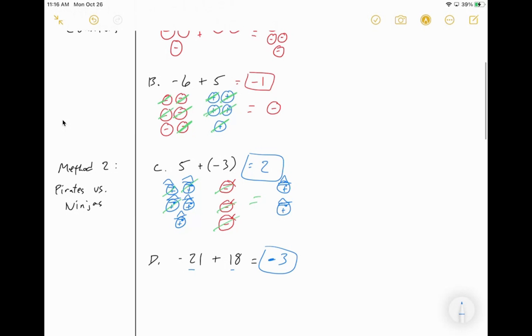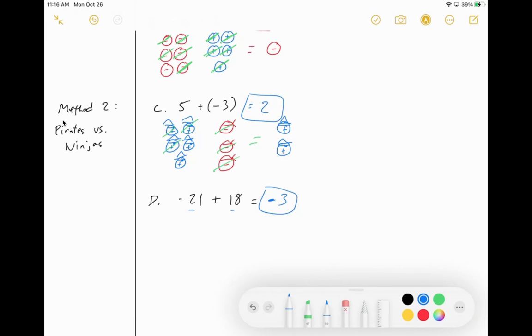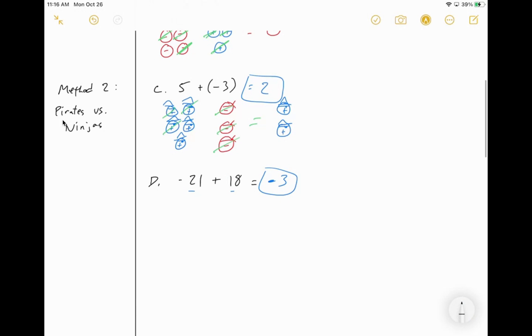All right. Okay, method 3. Now, method 3 is the one that I think most of you will end up using. And technically it's called the absolute value method.